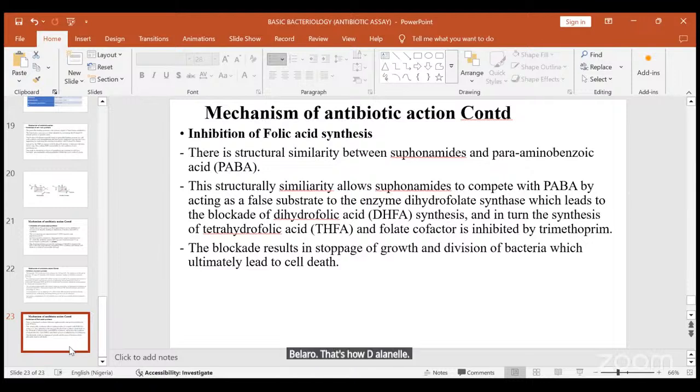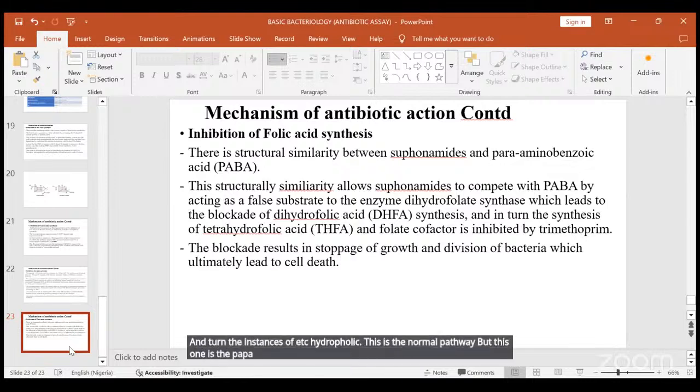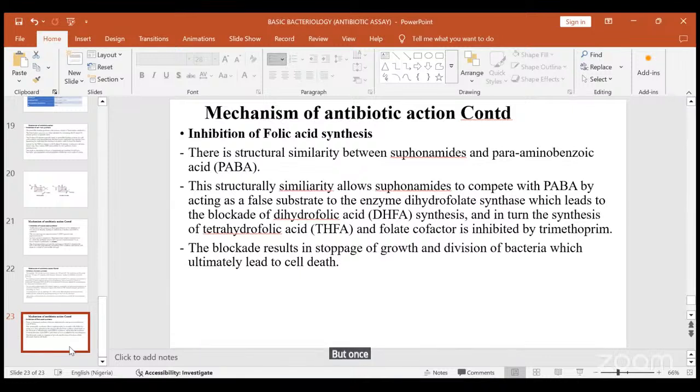That is how penicillin is to D-alanine. The same way is this inhibition of folic acid synthesis. PABA is what is needed by the microorganism, but they know that microorganisms need this aminobenzoic acid. They now go and make sulfonamide in the image of PABA. That is why they say it is acting as a substrate analogue to the enzyme dihydropteroate synthase, which leads to blockade of dihydrofolic acid synthesis, and in turn, the synthesis of tetrahydrofolic acid. This is the normal pathway, with PABA making sure the pathway flows like this. But once sulfonamide comes into that pathway, it will prevent the pathway from progressing.